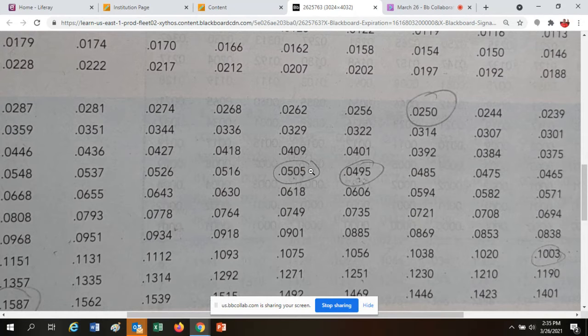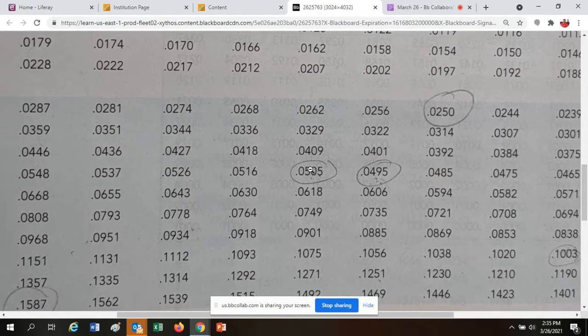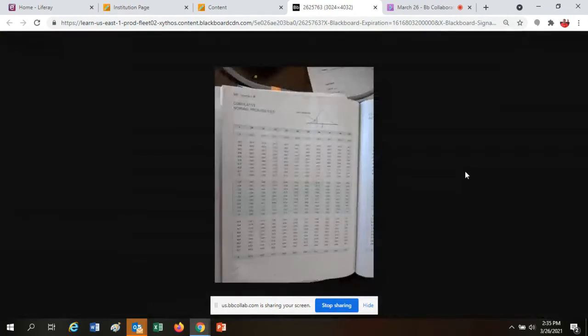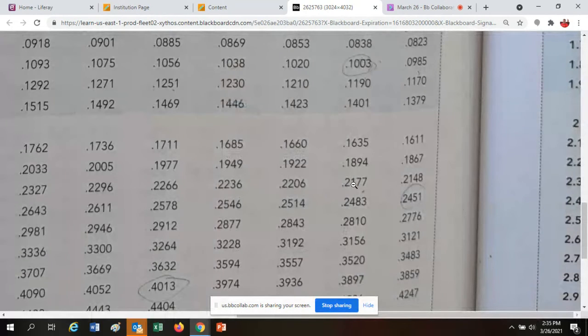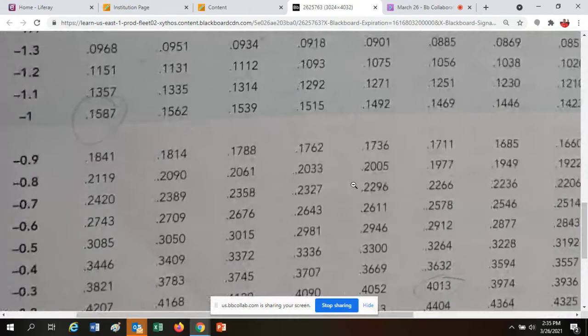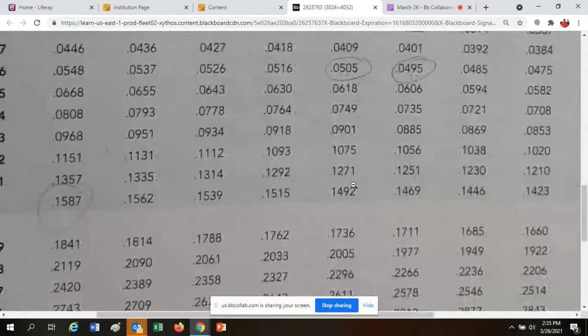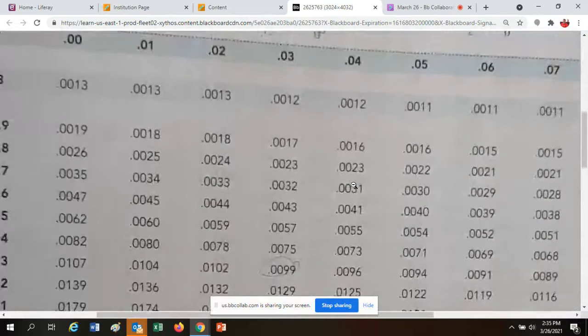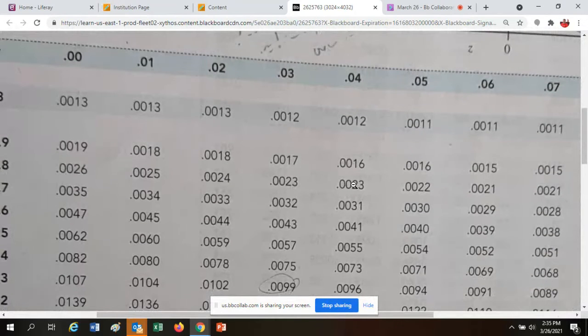right? What is the Z value corresponding to this number? Well, that number is minus 1.6. And then I'm going to go straight up to get the last digit. That first number is minus 1.64.